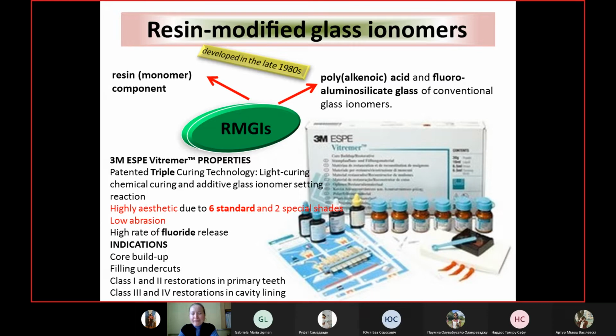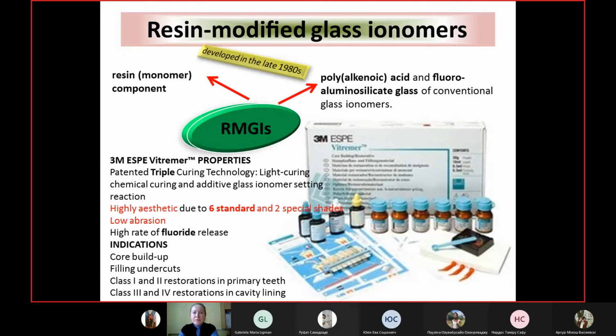They have monomer component and polyalkenoic acid and fluoroaluminosilicate glass of conventional glass ionomers. They are more attractive from the point of aesthetics and from the point of being wear resistant, more wear resistant in comparison to conventional and reinforced even, and low fracture occurrence. The first company who introduced this material was 3M ESPE, with Vitremer.